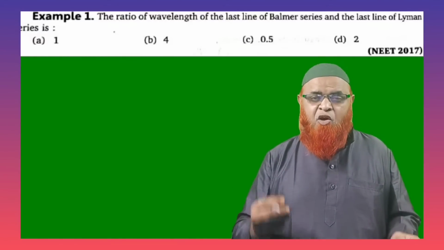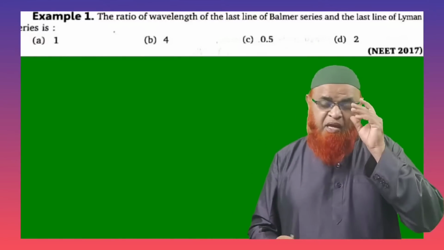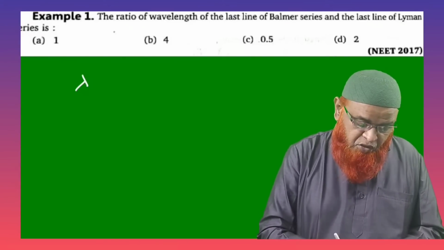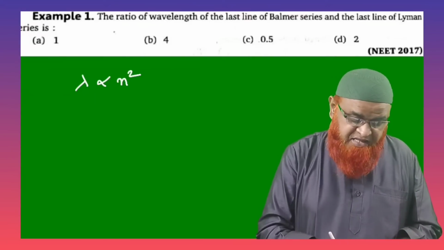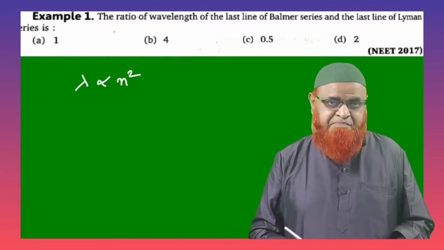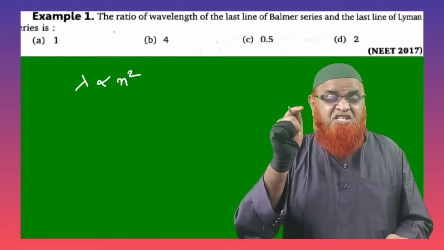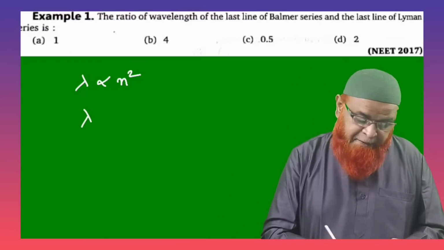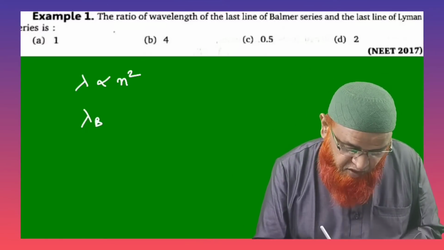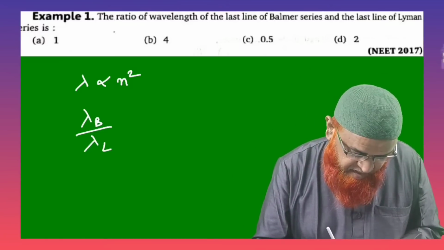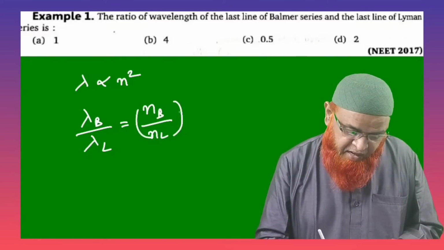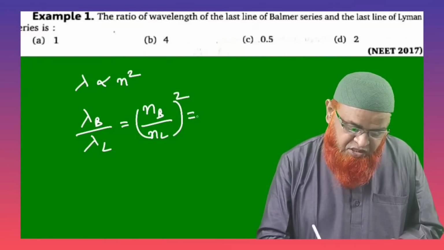We can call it the principal quantum number, whatever it may be. So anyhow, what is the relation? Let us discuss it. How can you solve this problem? You all know that wavelength is directly proportional to n square, that is more than enough. This relation will save a lot of your time, and I'm giving guarantee for that. So here, lambda for Balmer divided by lambda for Lyman series is equal to n for Balmer by n for Lyman whole square.